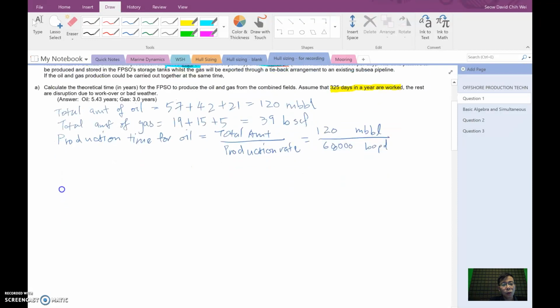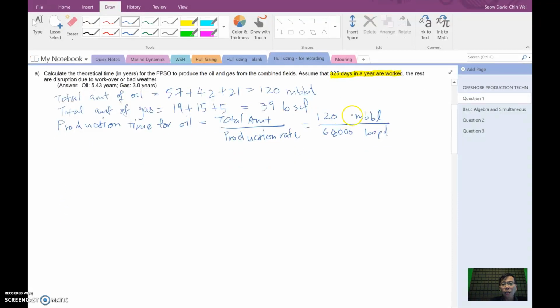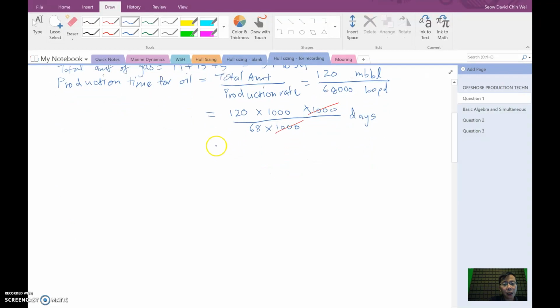So if you look at it, 120 million is actually 120 times 1,000 times 1,000, and 68,000 is basically 68 times 1,000, right? So what we have is 120 times 1,000 times 1,000 divided by 68 times 1,000, and the unit is days. So if you cancel the 1,000, what would we have left after division?